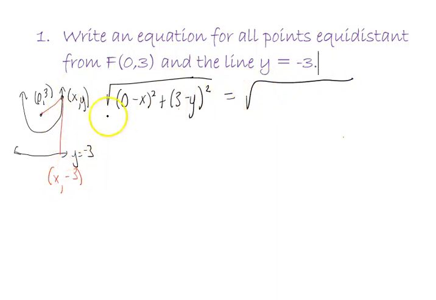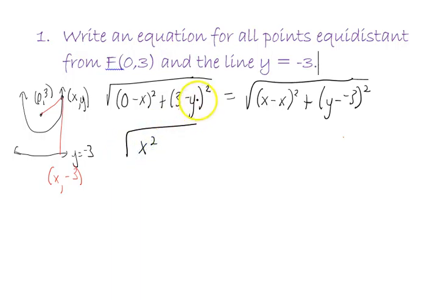So, again, square root of this point minus this point: (x minus x) squared plus (y minus negative 3) squared. And then I should be able to work this out somehow after that. Well, 0 minus x would be negative x, and squared that would be positive x squared. So I have x squared. And then 3 minus y, I'm going to have to write out twice and FOIL, or double distribute.